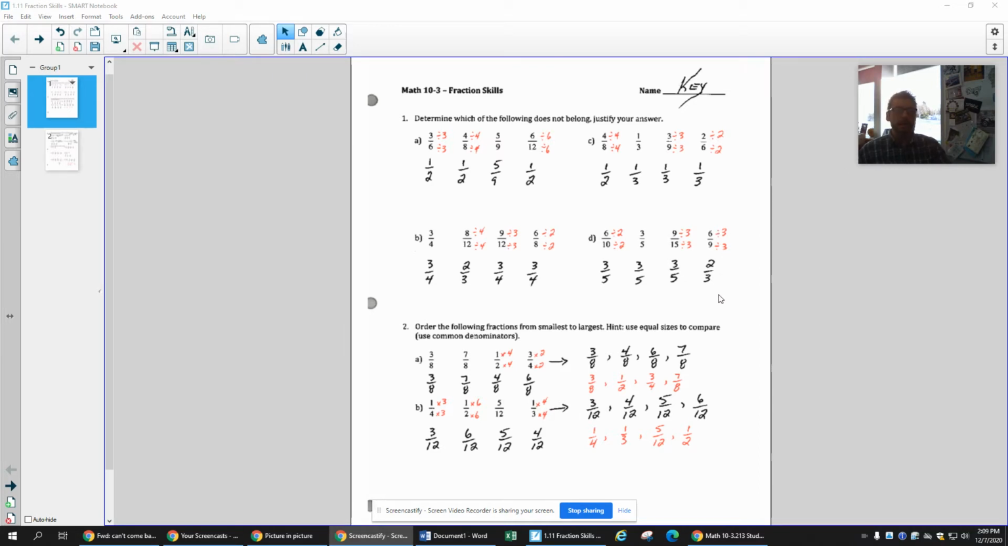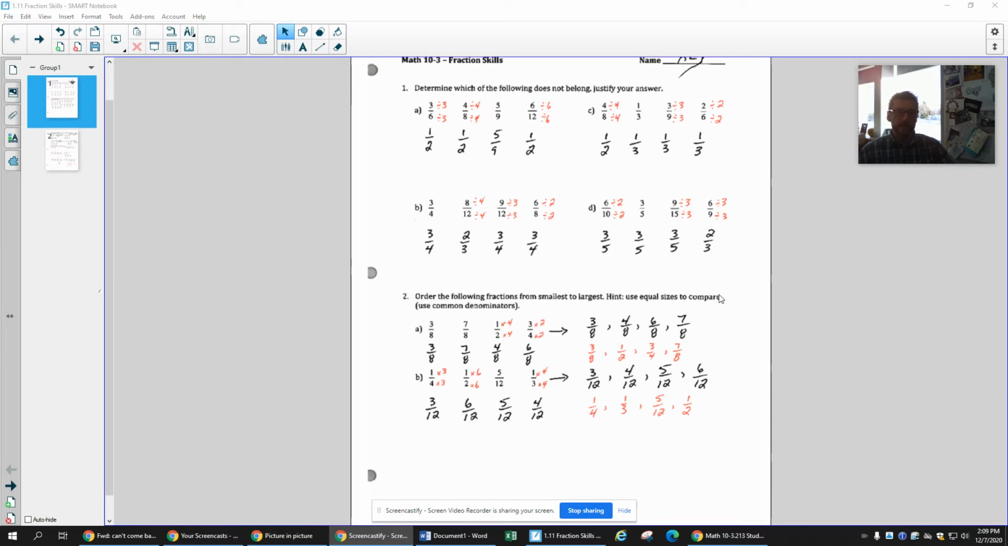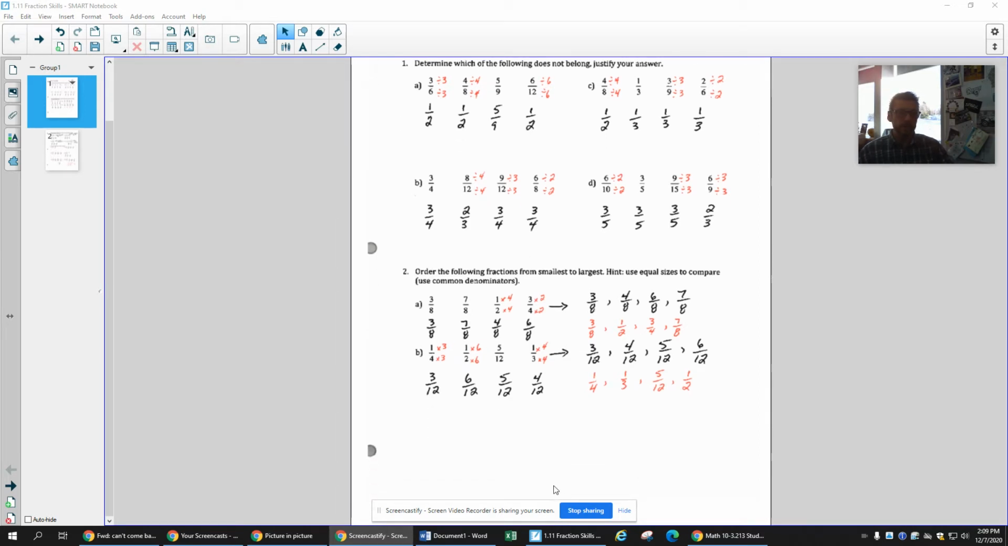So again, we're talking about skills, making things the same in lowest terms, or like we're doing in question number 2, comparing sizes. So these are all looking pretty different. So I wanted to use size 8, which means my denominators need to be 8 for all of them. 3/8, 7/8, 2 times 4, so 1 times 4 is 4/8. 4 times 2, so 3 times 2 is 6/8. And then we said from smallest to largest, so 3/8, 4/8, 6/8, 7/8.